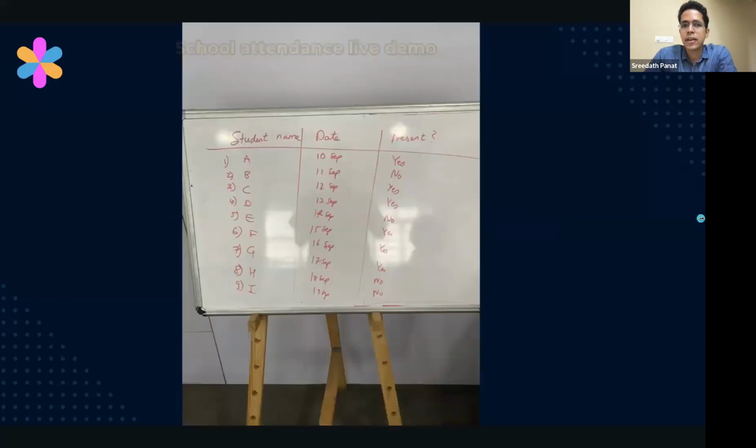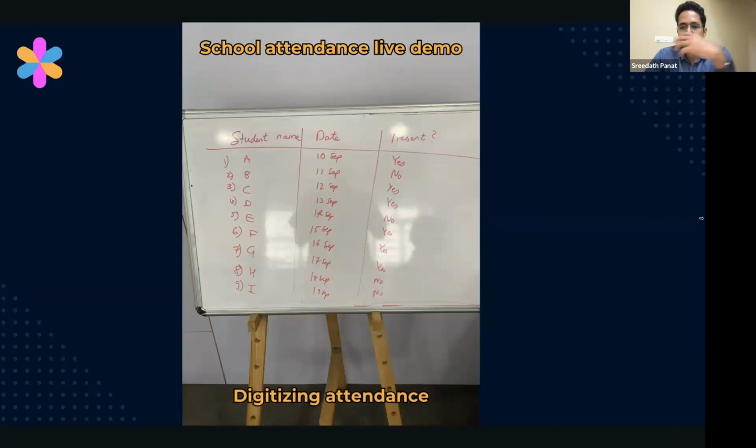So now let's see one of the tasks. How can we digitize it completely? So this is digitizing attendance. First we wanted to try a demo here. We had a whiteboard in our office. We just created a sample dummy attendance sheet. We created a student name column, and we just put some dummy names, A, B, C, D, etc. We put a date and we put yes or no, yes for present, no for absent. And we just wanted to see if ChatGPT could digitize an attendance like this.